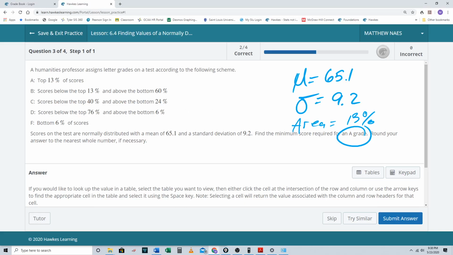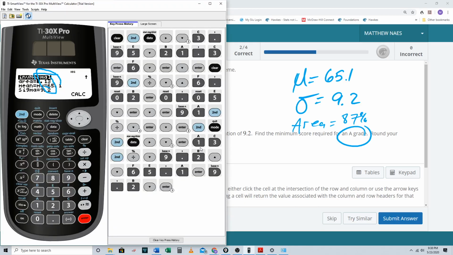We can't do top percent. See, I made my own mistake. We can't do top percent, can we? So area is not 13%. It's 100 minus 13, which is 87%. I made my own mistake. All right, so that means we go back and we change that.